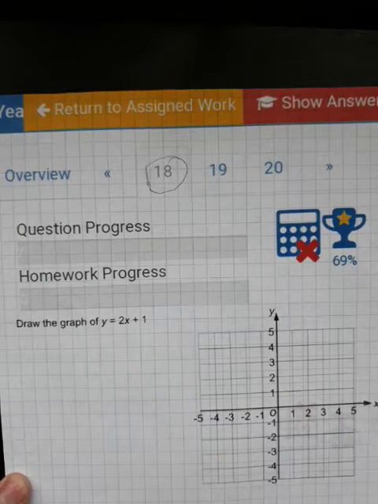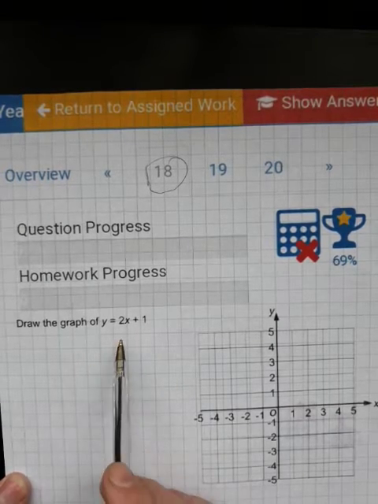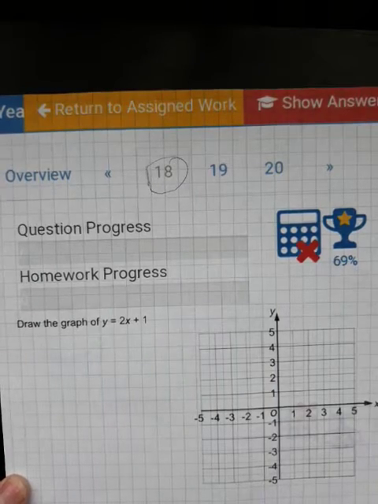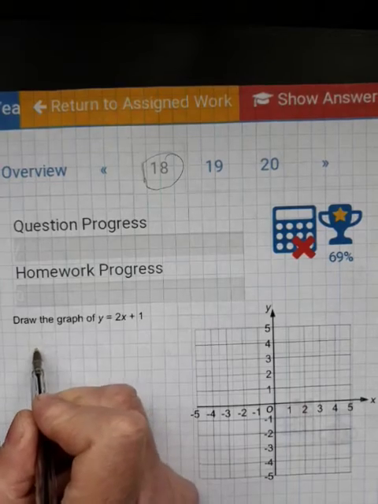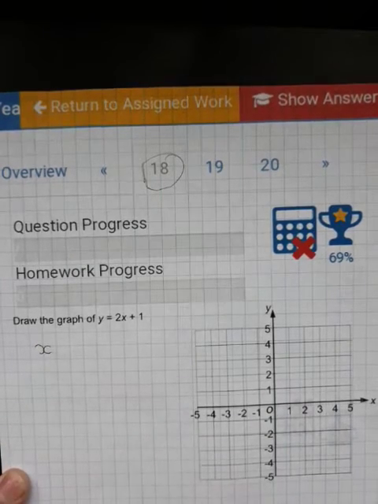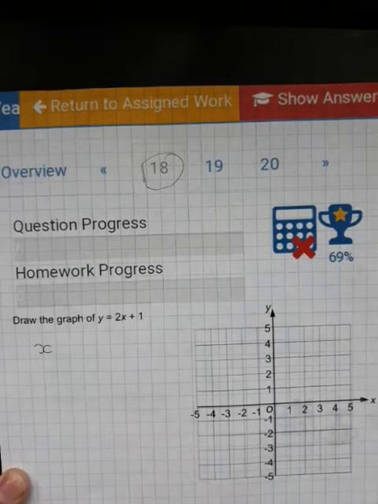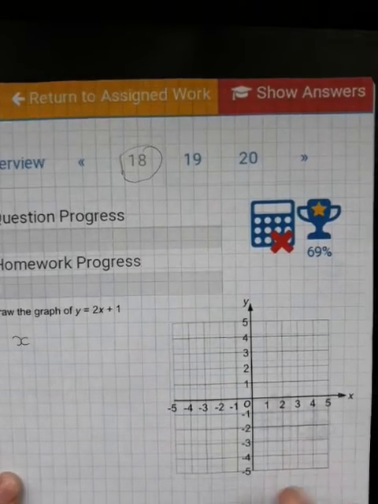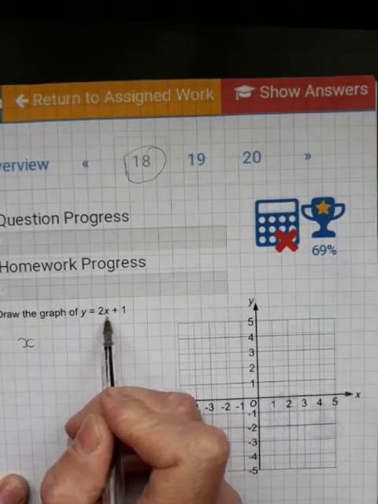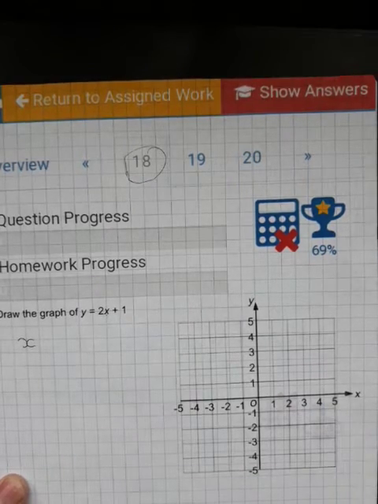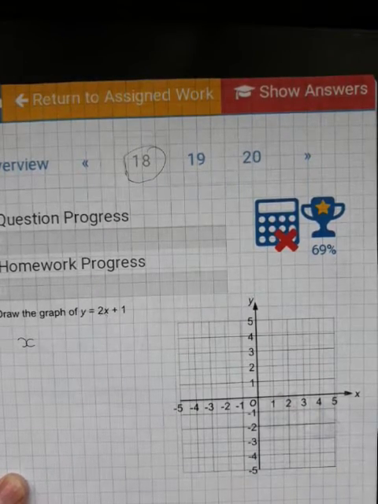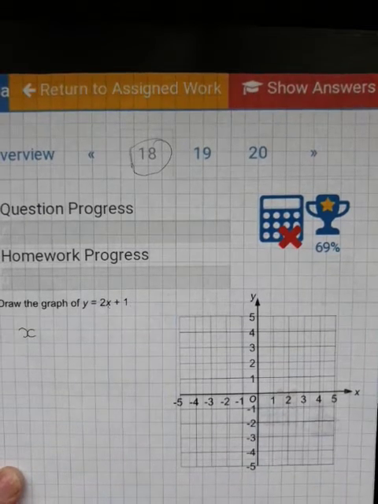In this case, different to perhaps questions we've done before, there's no table of values here, so we have to make our own. If you remember the previous clip, we need x values and we're going to need y values as well. The x value is here, so y is equal to 2 times the x value plus 1. What x values do we need to use?